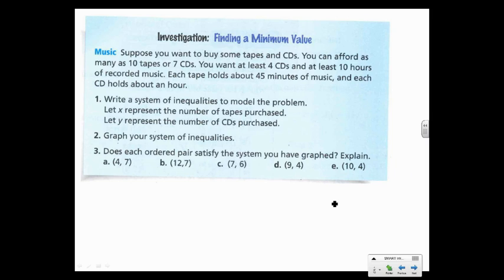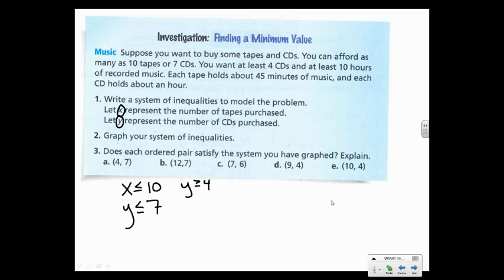Looking ahead, I'm seeing that x is going to represent tapes and y is CDs. I can get 10 tapes at the most, so x is less than or equal to 10. I can't get more than 10. I can get less than that, but not more. Y is less than or equal to 7. I could buy 7 CDs if I wanted to, or fewer. I want at least 4 CDs, so y has to be greater than or equal to 4. 4 is my minimum.